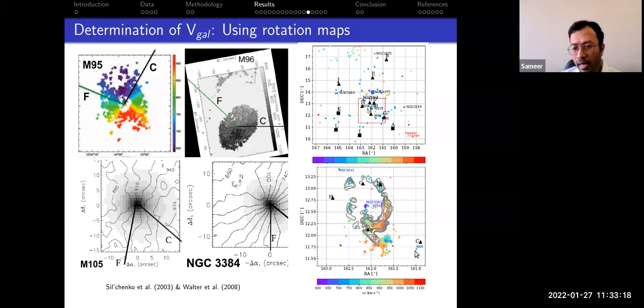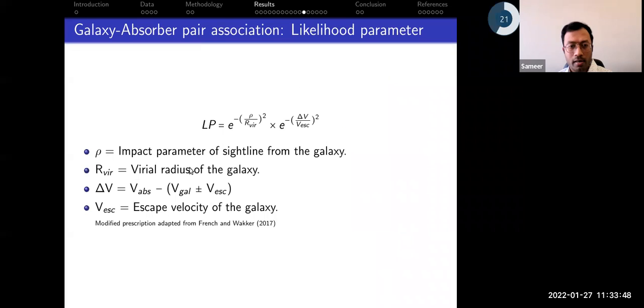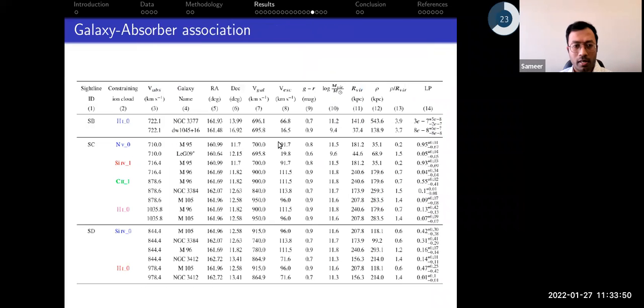So sightline C is there with respect to M95. Sightline C is there and sightline F is in this direction. So we have this H alpha rotation map and we have the velocities of the gas in these different directions. This gas is between velocities of 775 and 700 in C. In the direction of F, it is 725 to 7. So we do such a determination and then determine the LP parameter for absorption seen along all the different sightlines.